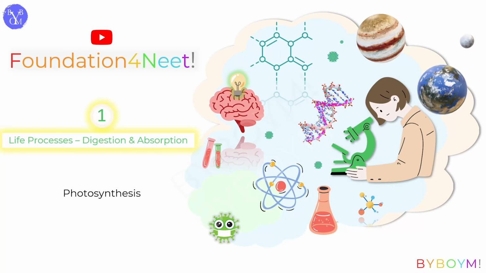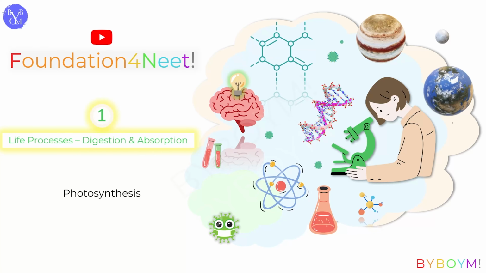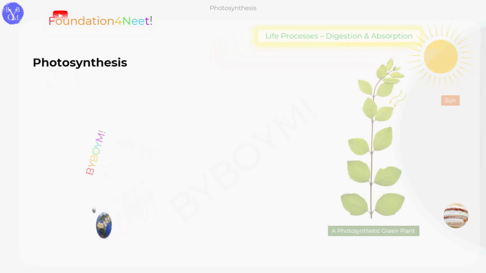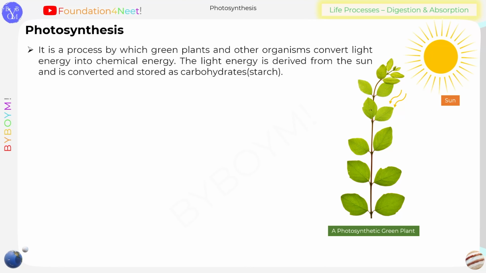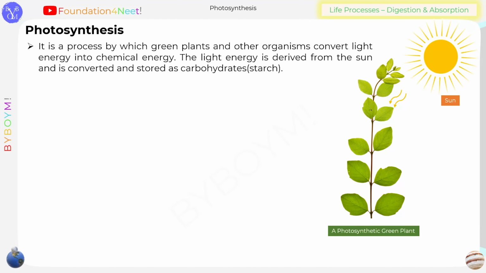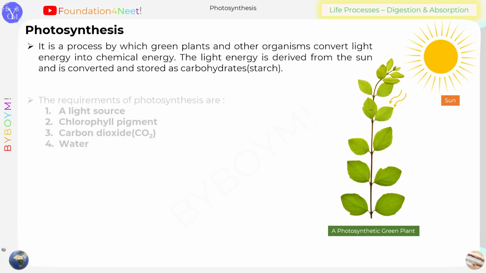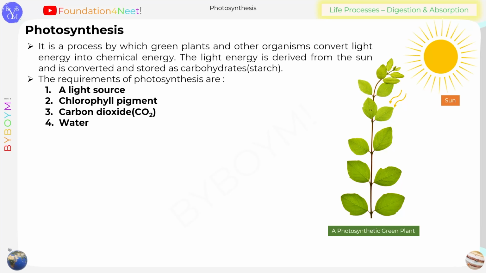Today we are going to begin with the fifth topic, that is photosynthesis. The word photosynthesis is made up of two words. Photo means light, synthesis means to form. So, photosynthesis refers to the formation of something by using light. Let us see what. It is a process by which green plants and other organisms convert light energy into chemical energy. The light energy is derived from the sun and is converted and stored as carbohydrates.